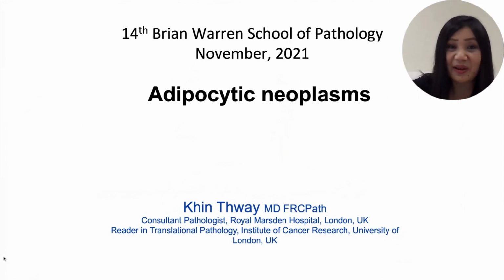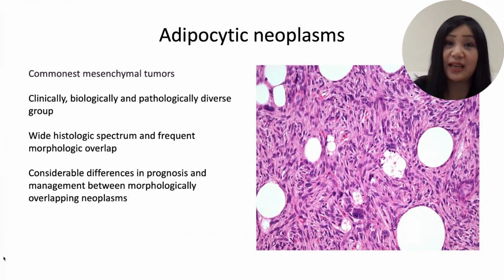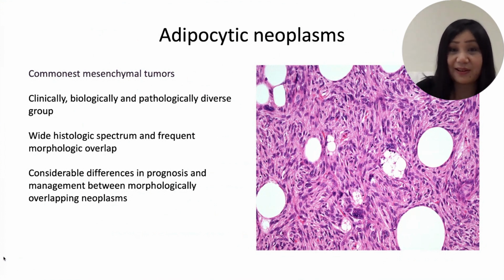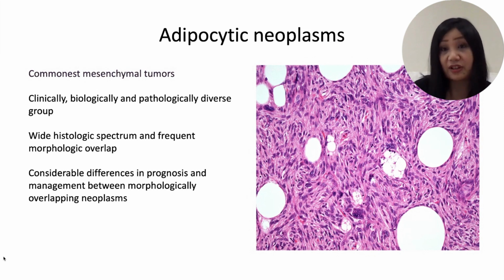Hi, everyone. So in this presentation, we'll talk about updates in adipocytic neoplasms. Adipocytic tumours represent the commonest mesenchymal tumours, and they are, as we know, a clinically, biologically, and pathologically diverse group of tumours. There is an extremely wide histologic spectrum and frequent morphologic overlap, including between benign and malignant tumours. And there are considerable differences in prognosis and management between morphologically overlapping neoplasms, even between morphologically overlapping malignant adipocytic neoplasms.